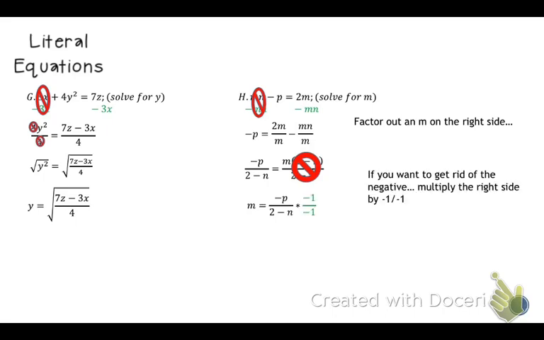Now, if you want to get rid of that negative, you can multiply the right side by negative 1 over negative 1, and you get m equals p over n minus 2. Okay, same answer. I wouldn't mark you wrong either way.